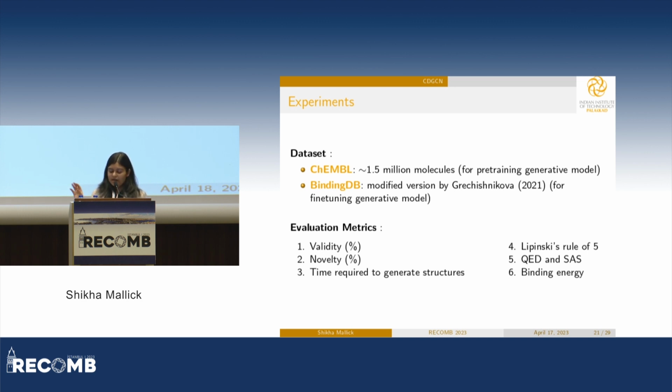For evaluating, we utilize these metrics: validity, which means what percentage of the generated molecules are actually chemically valid; then novelty, which means what percentage of the generated molecules are novel; and the time required to generate a particular number of molecules. Apart from this, we also evaluated the QED and SAS scores for all the generated molecules and the binding energy of the generated molecules for a particular protein.